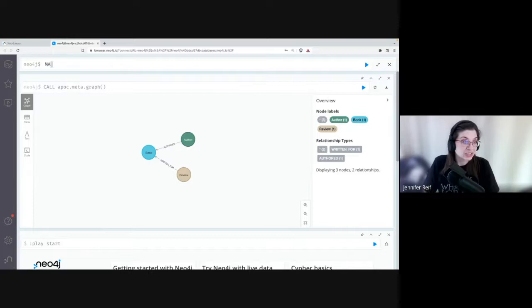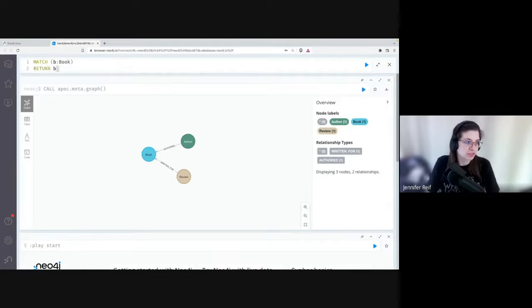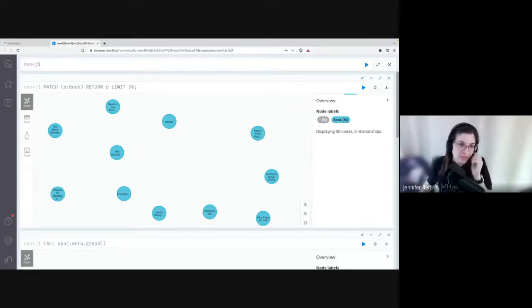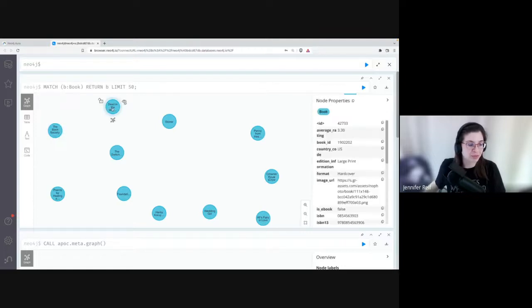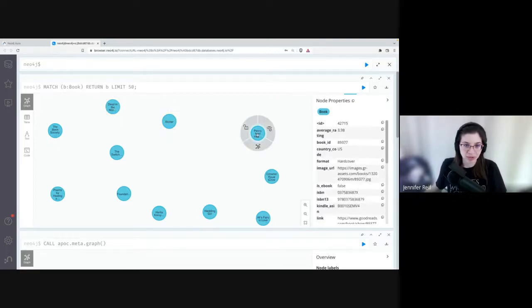So now let's pull something relatively simple here. Let's grab some books. So match books, return the, now I have about 10,000 books in the system. I don't want to overload my browser, the JavaScript that renders it. So I'm only going to pull about 50 just for a sampling. So I get this graph back. So notice there's no relationships. It's just our entities. But we get our nodes, and I can pull up all kinds of details.